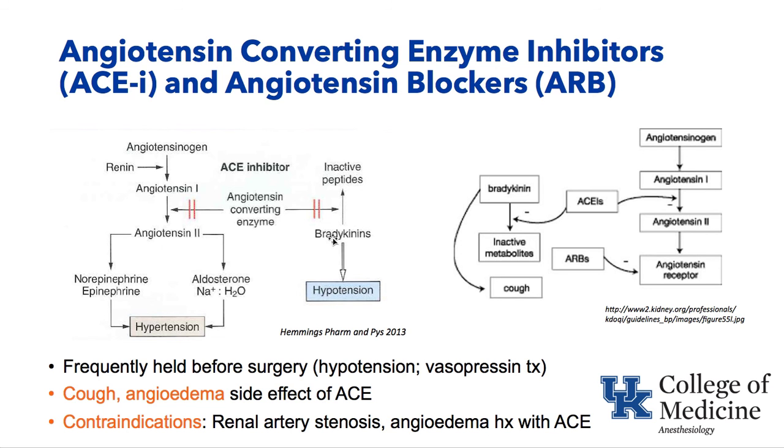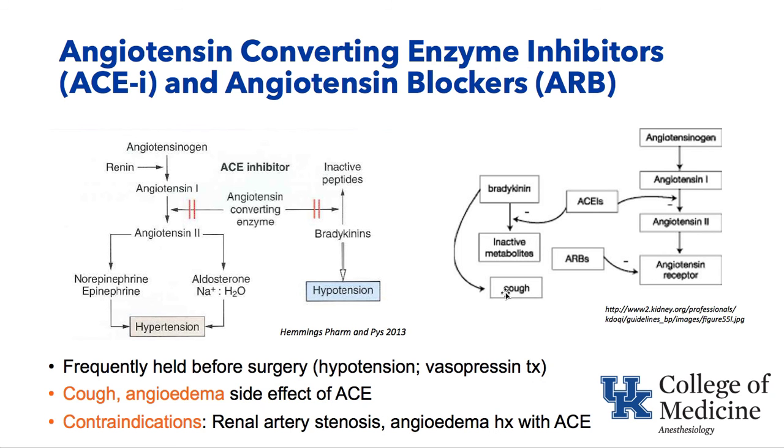On the right here, you can see bradykinins are broken down by angiotensin converting enzyme. And so by inhibiting ACE, you reduce angiotensin 2, but you also reduce the breakdown of bradykinins, which are part of the reason why ACE inhibitors result in hypotension, the buildup of bradykinin. It's also the reason, and the graphic shows it to the far right, that when you give an ACE inhibitor and you don't break down bradykinin, it can result in one of the side effects of ACE inhibitors, which is a cough. Now, ACE inhibitors are frequently held before surgery because of the worries about hypotension.